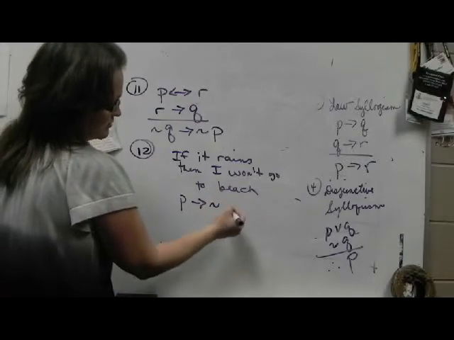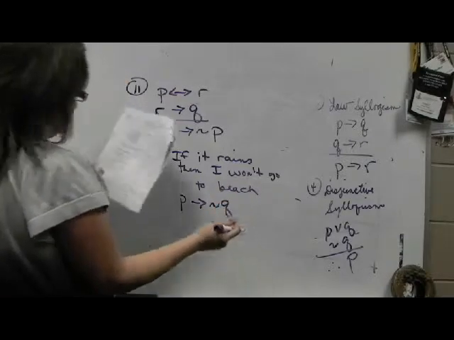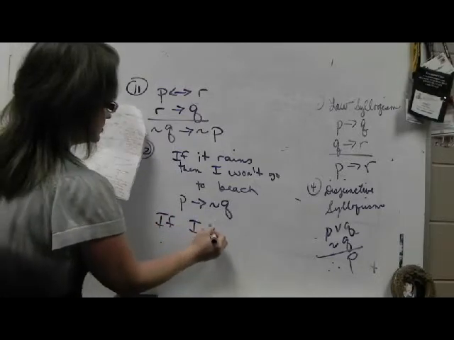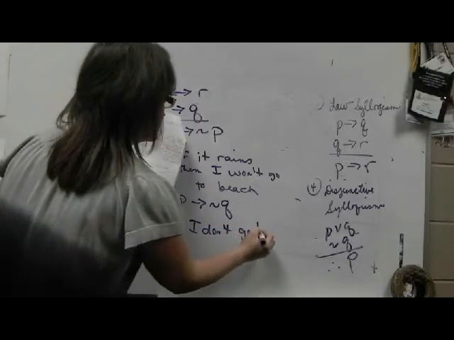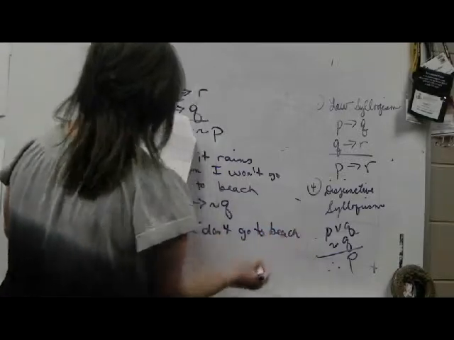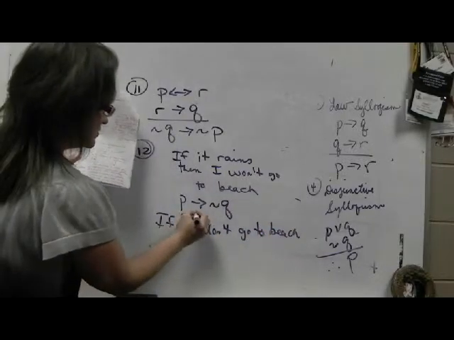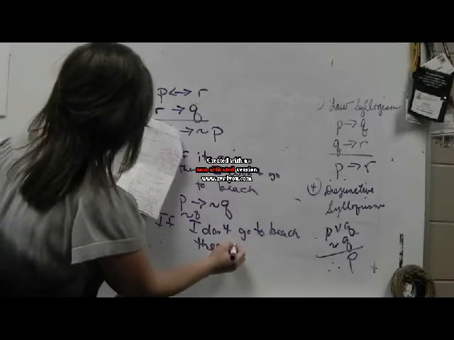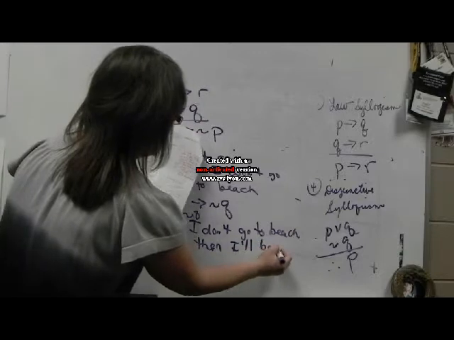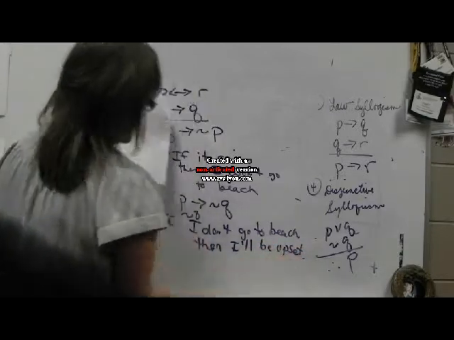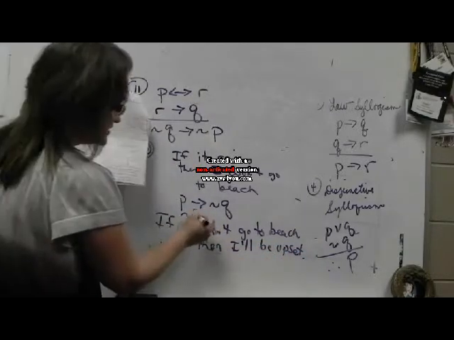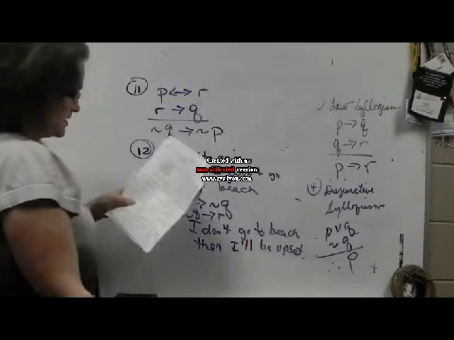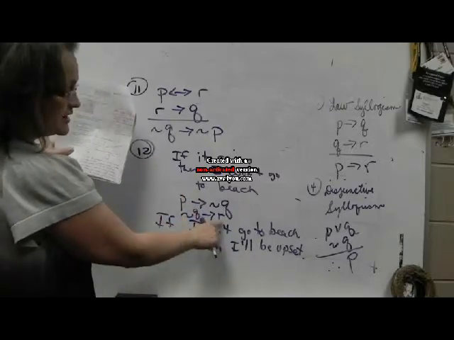The negation of that statement, so we'll say not Q. Then it says if I don't go to the beach, so that's not Q, then I'll be upset. So that's a new statement, by the way. So if not Q, then I'll be upset. We'll call that statement R. So we can then say P leads to R.